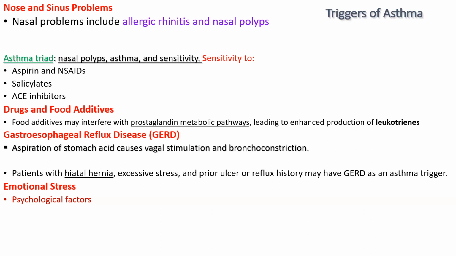The drug additives also can be another triggering factor, and these food additives may interfere with the prostaglandin metabolic pathways. So the reaction to this specific factor may take place within 15 minutes up to 3 hours, and it will be marked by rhinorrhea, like runny nose, nausea, vomiting, intestinal cramps, and diarrhea.